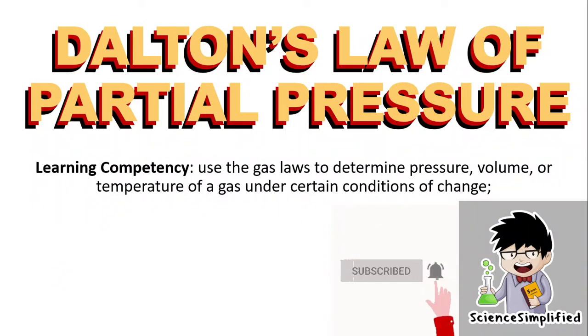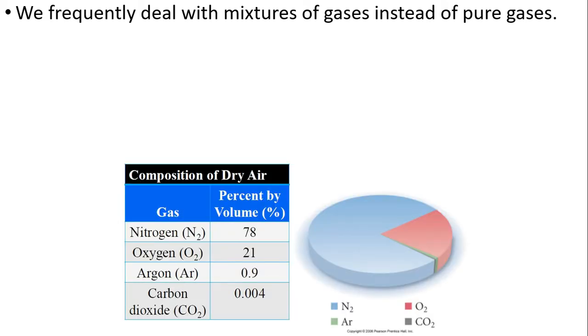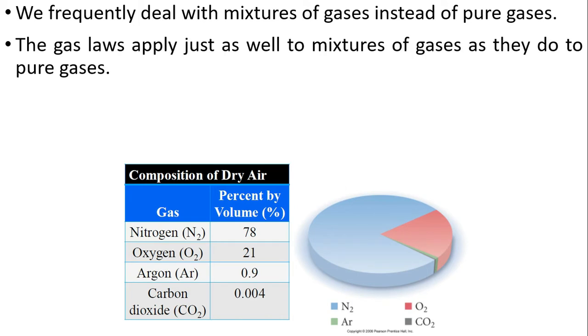Okay, so in this video, we're going to talk about Dalton's law of partial pressure. We frequently deal with mixtures of gases instead of pure gases. In the atmosphere, we have nitrogen, oxygen, argon, and carbon dioxide, right? As you can see, nitrogen is the most abundant in the atmosphere. So the gas laws still apply to mixtures, not just pure gases.